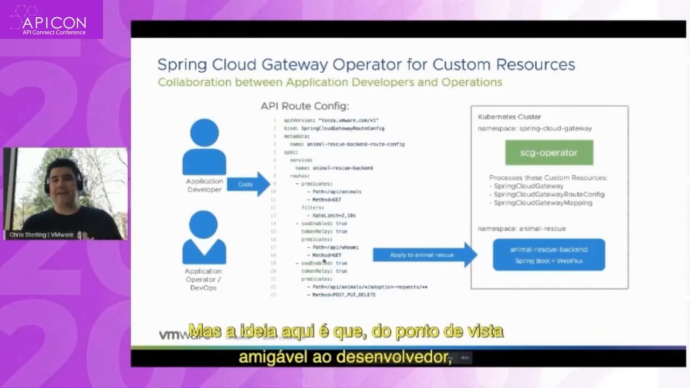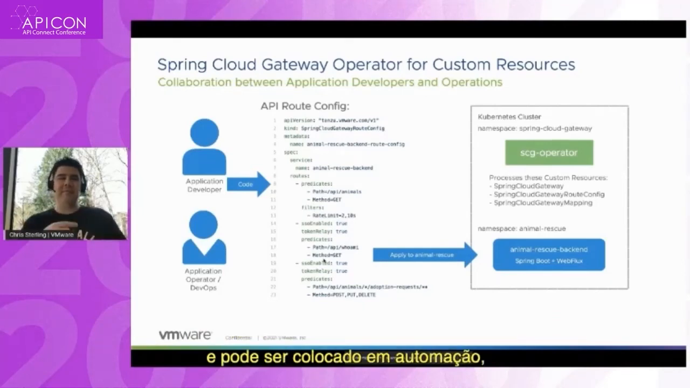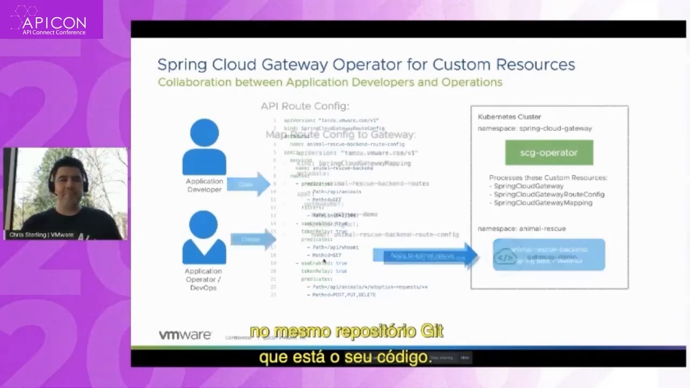But the idea here is that from a developer friendliness point of view, this lives with the code and is on the same life cycle with my code, can be put into automation like continuous integration and continuous delivery models, all through your code base, in the same Git repo as your code.